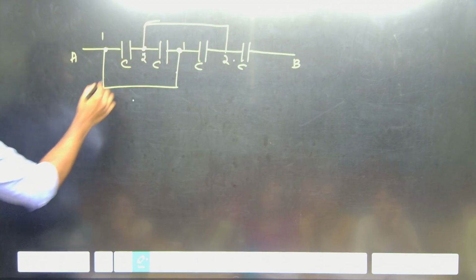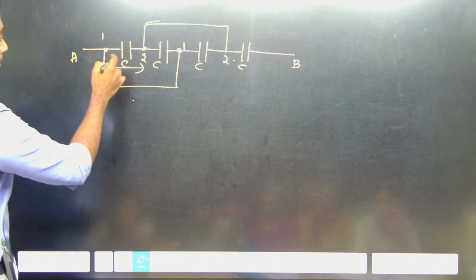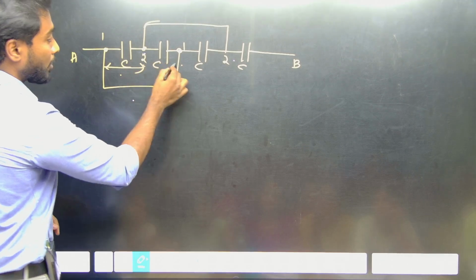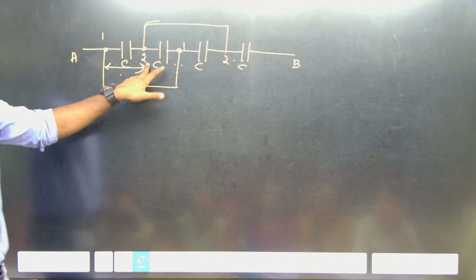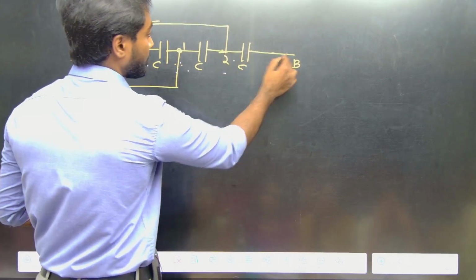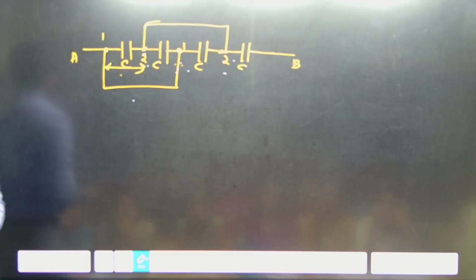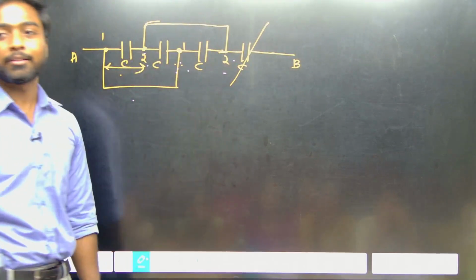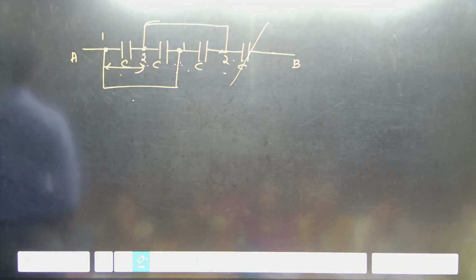So if I talk about these two capacitors, in between these capacitors 1 and 2 is there, in between these two 1 and 2, 2 and 1, and for this only 2 is there. There is no potential difference. If there is no potential difference, neglect that.